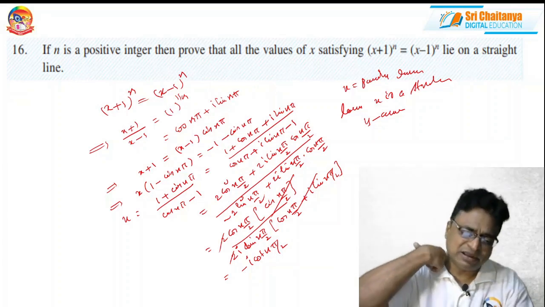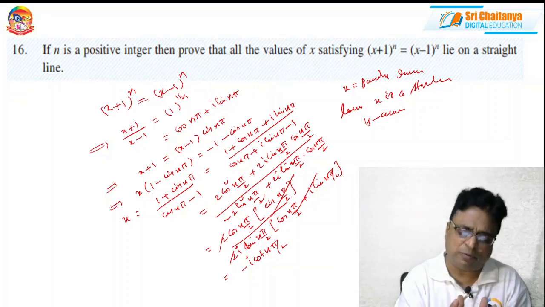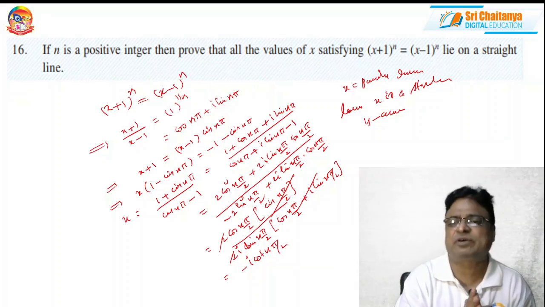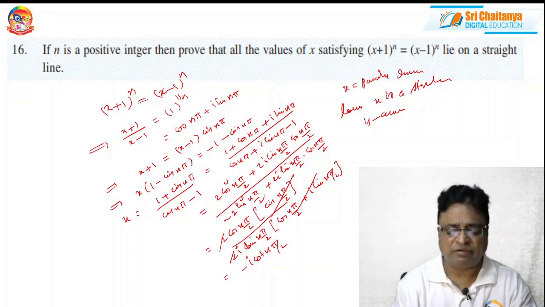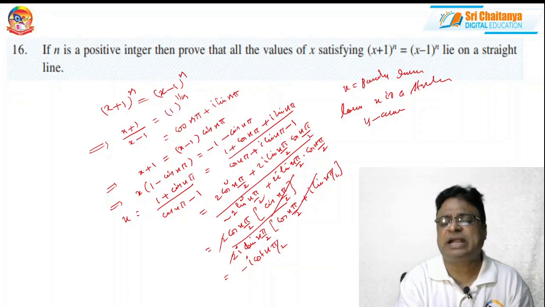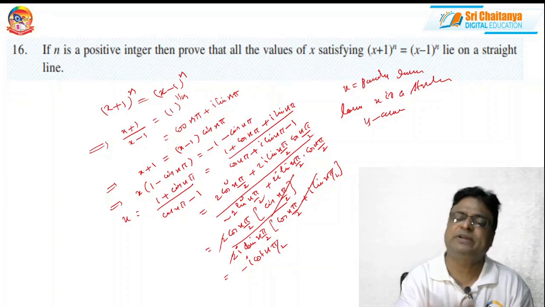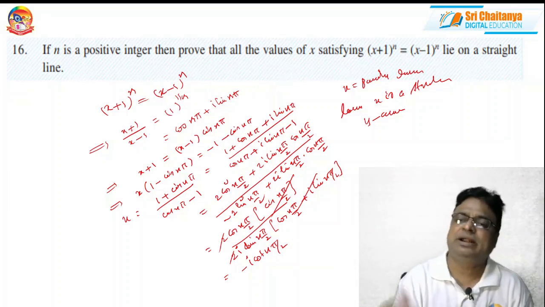Like that. Because this kind of mechanism, we have solved several times this kind of models. The only thing is I have just converted the entire form into the known things, and I have applied De Moivre's theorem brilliantly, and I got the result.